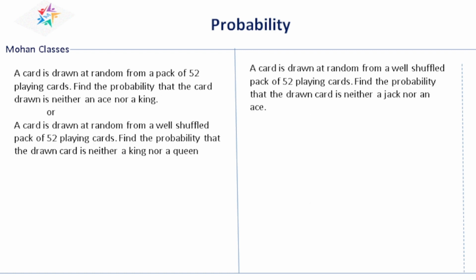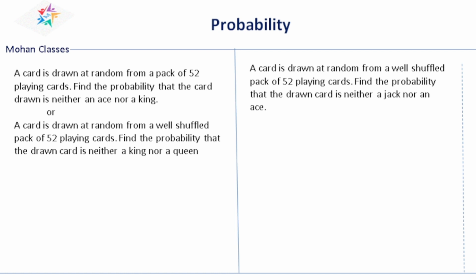Here a card is drawn at random from a pack of 52 playing cards. Find the probability that the card drawn is neither an ace nor a king. Or a card is drawn at random from a well-shuffled pack of 52 playing cards, find the probability that the drawn card is neither a king nor a queen. So these two are the same question in different form. So the answer will be the same.